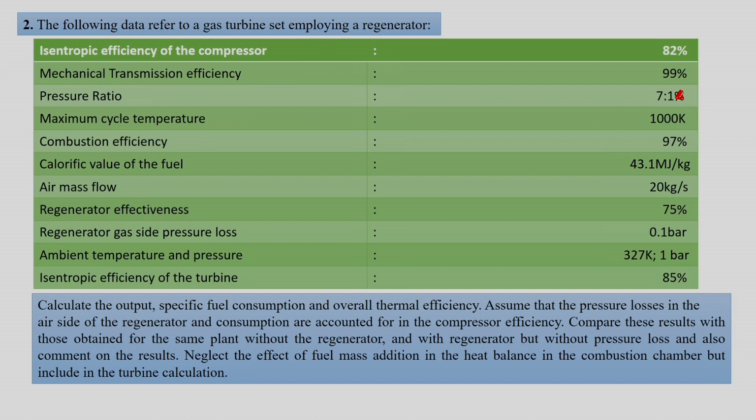Neglect the effect of fuel in mass addition and heat balance in combustion chamber, but include it in the turbine calculation. Okay. So, we will go ahead and first plot the TS diagram for this example and again note down the given things. So, in the TS diagram suppose we have 1 to 2 dash and 2, and then we have 3, 4.